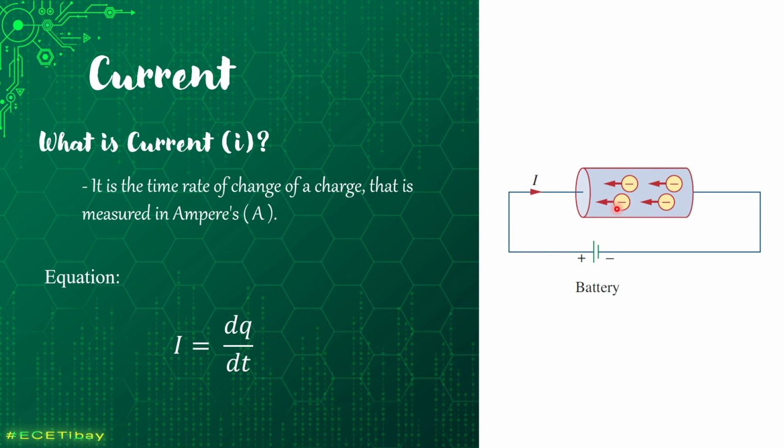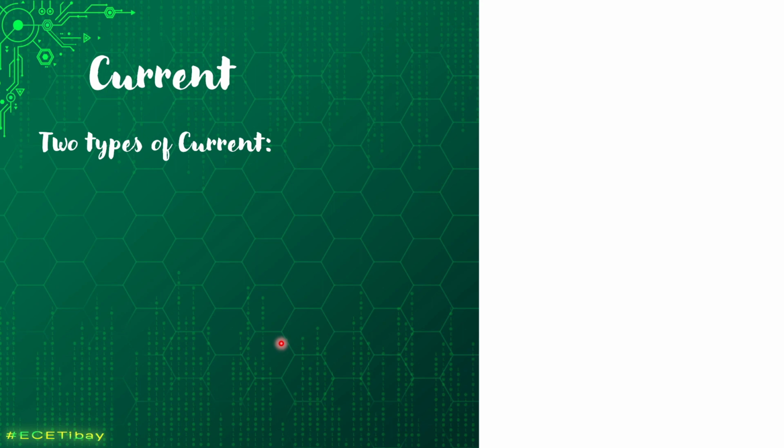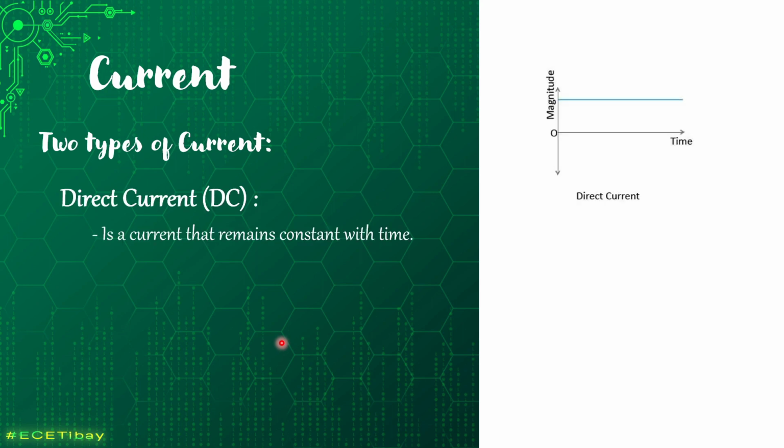So to measure the flow of the electron, there are two types of current. So we have this direct current, which is a current that remains constant with time. Looking at the graph, the value or the magnitude of the current is constant throughout the time. Same value. So that's why it's called DC.